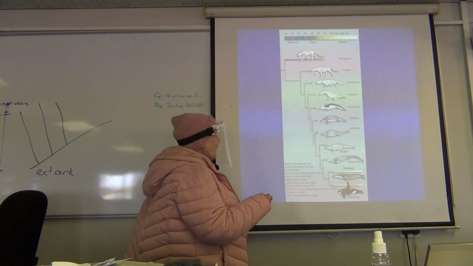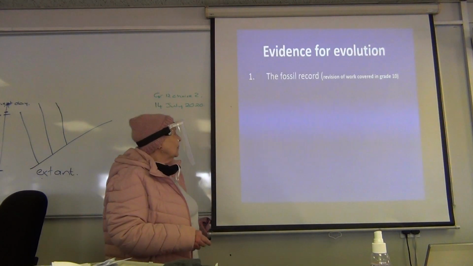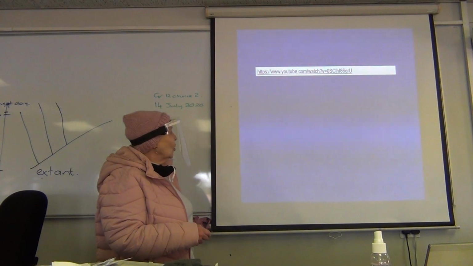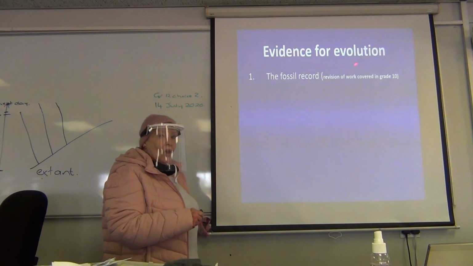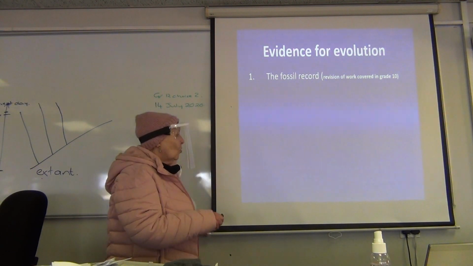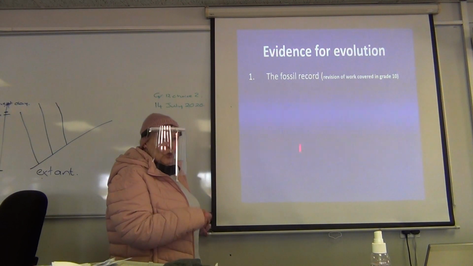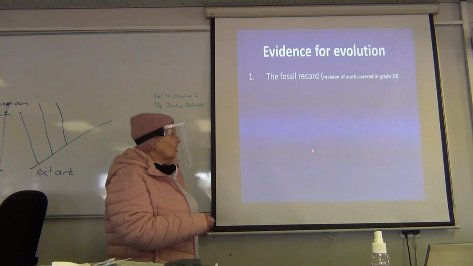Okay, moving on. Watch that YouTube video. Okay. Right. Very important. Evidence for evolution. Okay. Right. So, what are the pieces of evidence for evolution? And there are about 8 different categories that you need to know about.